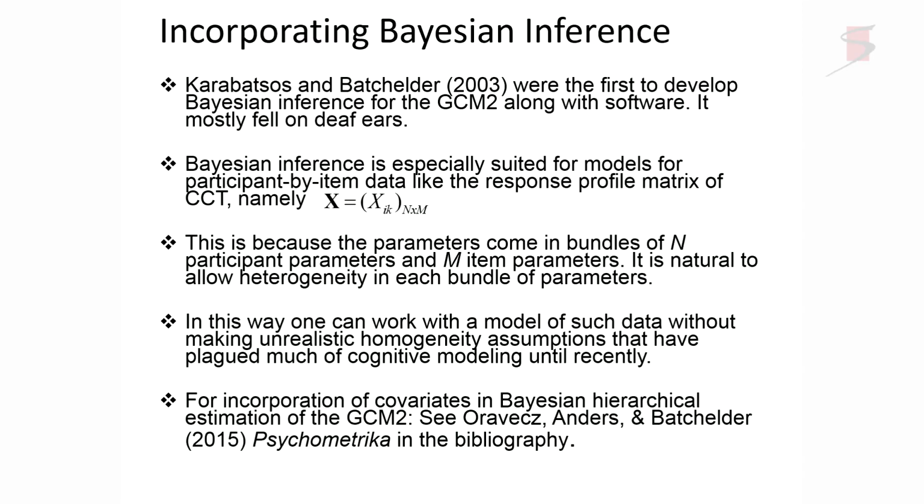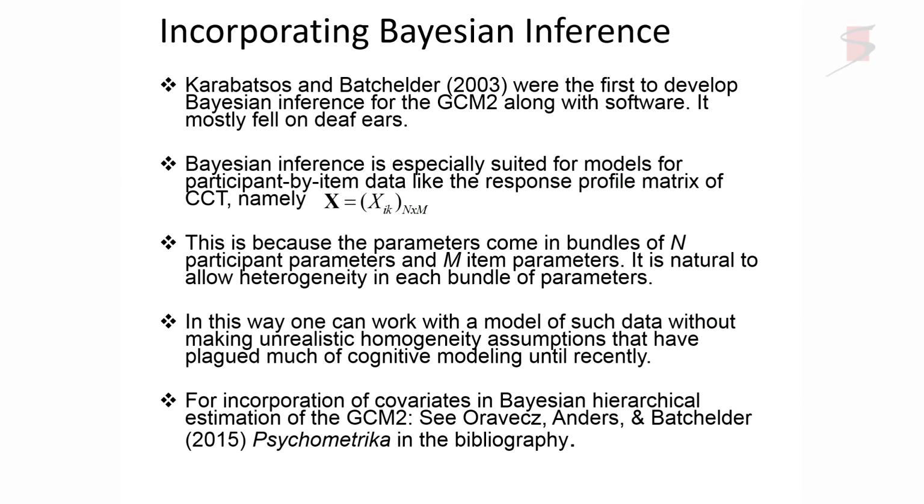Now, incorporating Bayesian inference. Well, George Karabatsis and I in 2003 were the first to do a serious Bayesian analysis of the GCM along with software. And it fell completely on deaf ears. But in any event, Bayesian inference is especially suited for models that have this kind of data structure. In fact, throughout cognitive psychology, you ask a bunch of people a bunch of questions. Recognition, memory, all kinds of paradigms involve a bunch of people and a bunch of questions.